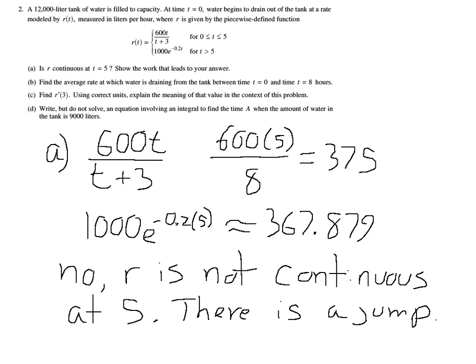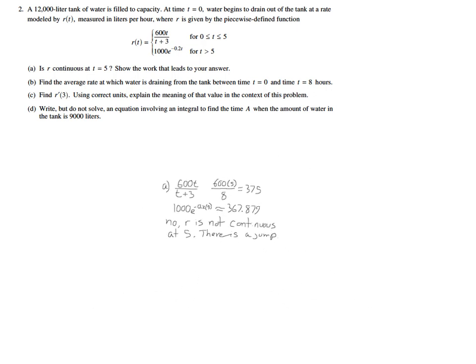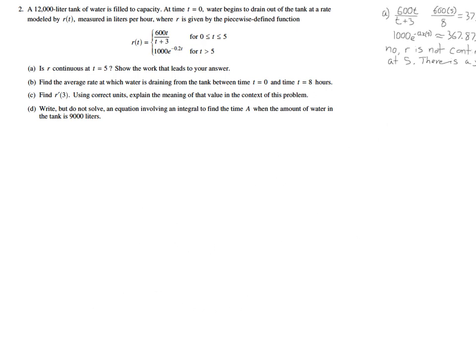We could, if you wanted to, check the limits for each of these things, but because each piece of my piecewise function is a continuous rational function or exponential function, I know that those pieces individually are continuous, so you just have to check what happens at 5 for each of the 2 functions. Okay, so that's part A. Pretty straightforward. Let's move that off to the side in case we need it later. And let's talk about B.